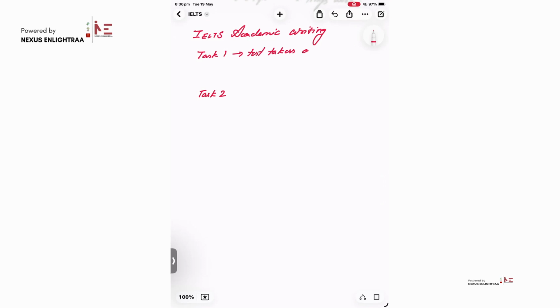Task one, test takers are asked to describe some visual image or visual information. It can be a graph, a chart, a table, or a diagram. Any one of these.